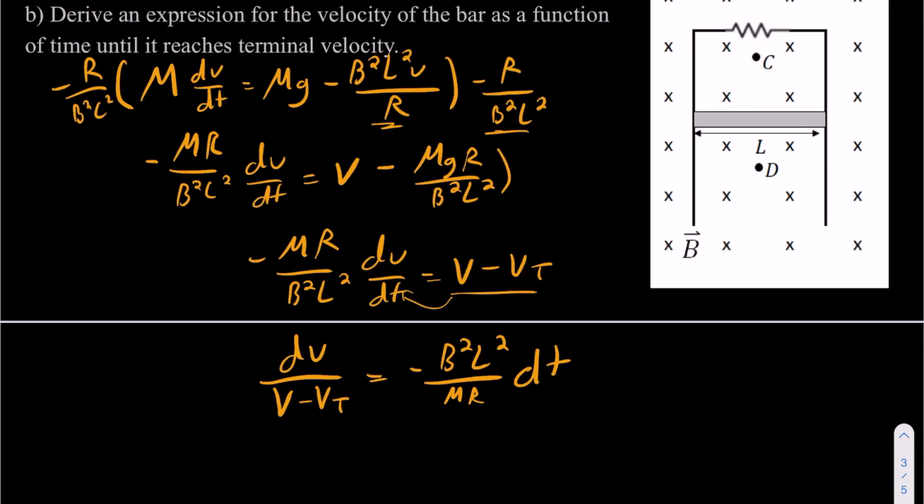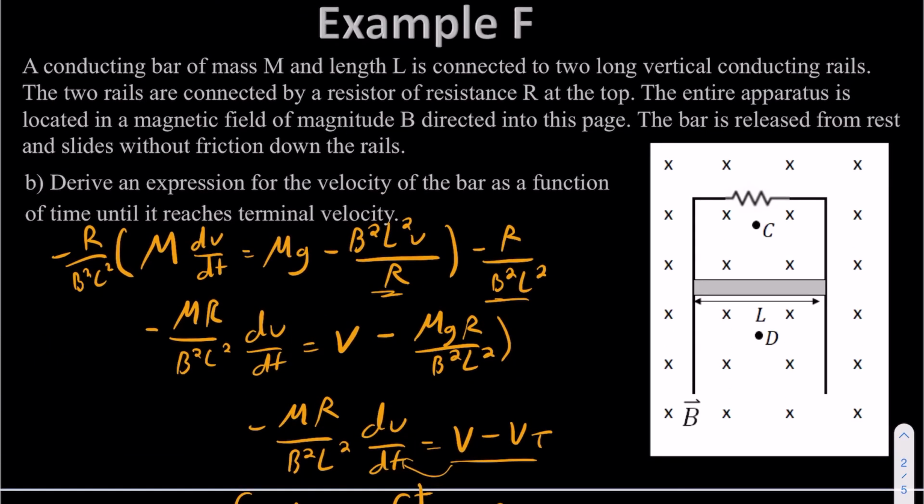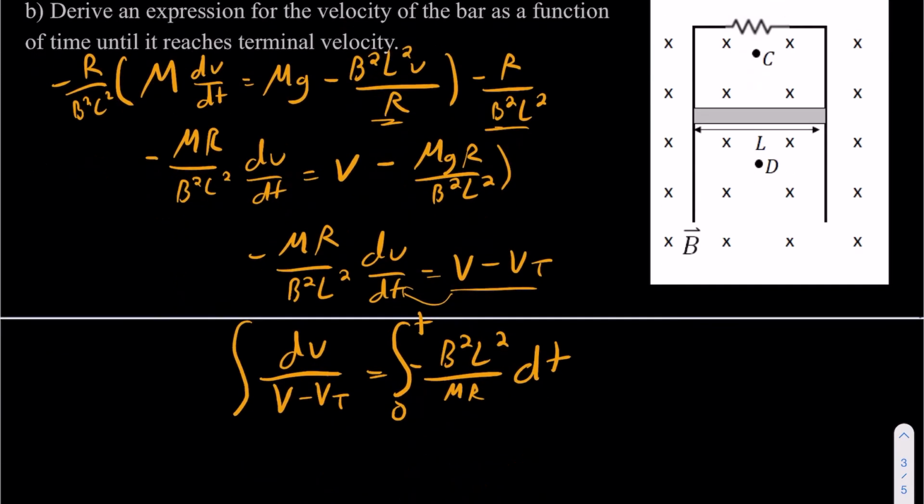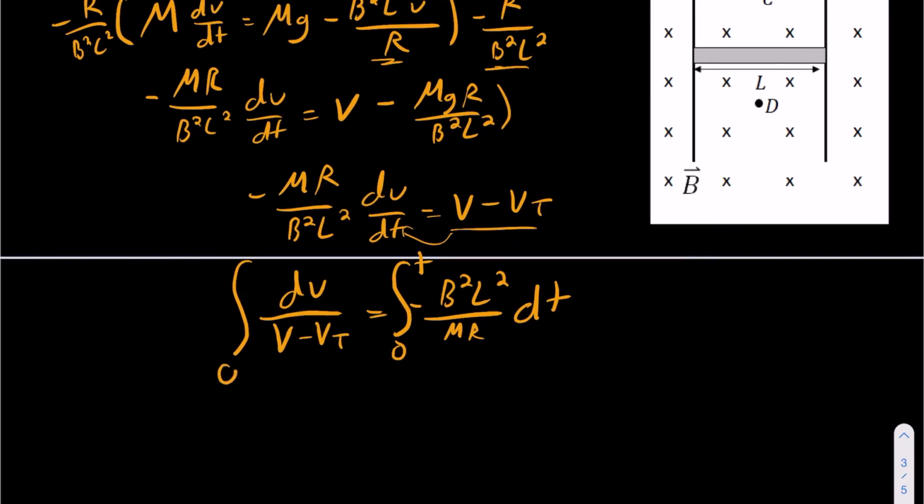So as always in Physics C, the integrals for time are always going to be 0 to our variable time t. And the integrals for velocity: this is a bar that's dropped from rest. This question says that the bar is released from rest. So it's going to start off at 0 for its velocity, and then it's going to go to some velocity v at t. Okay, now we can just integrate both sides.